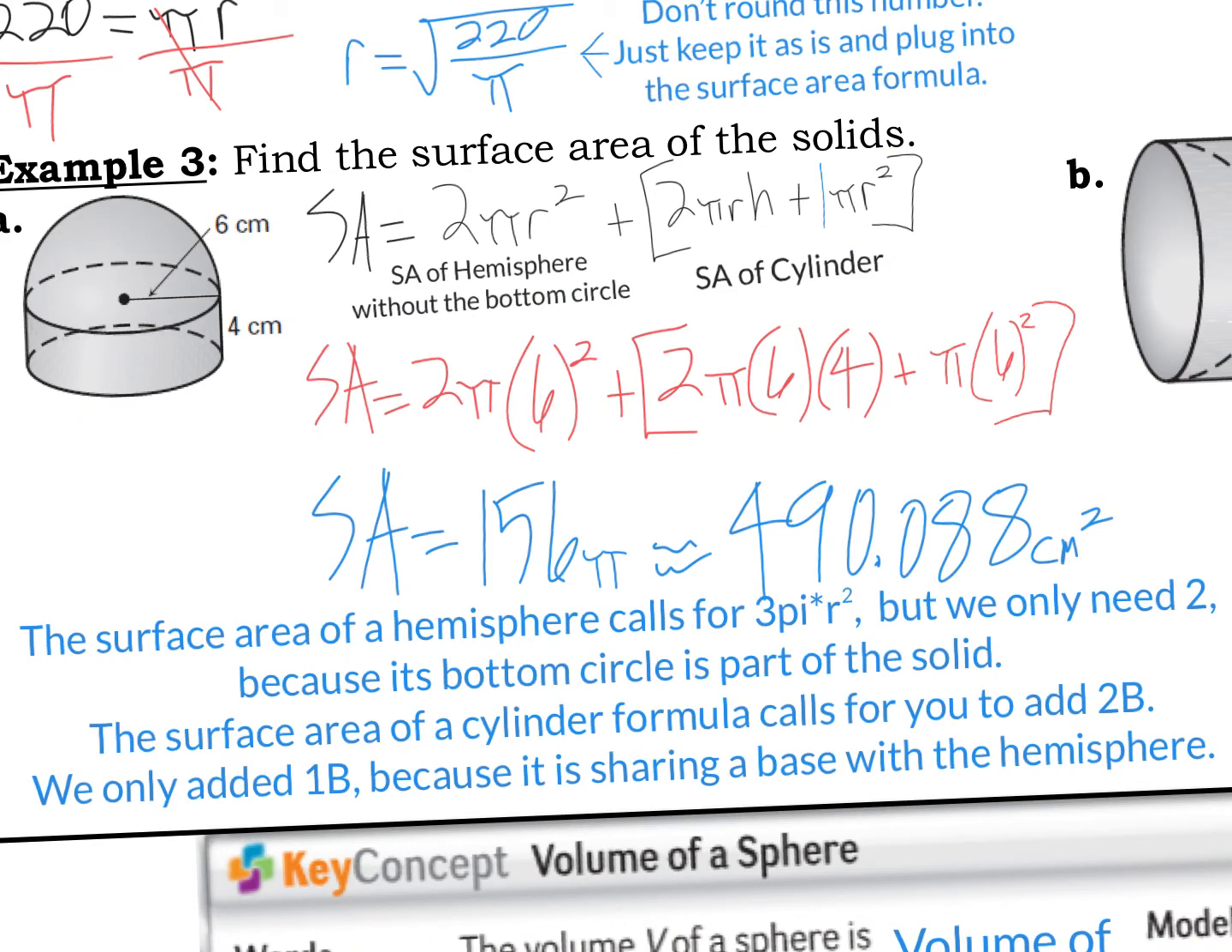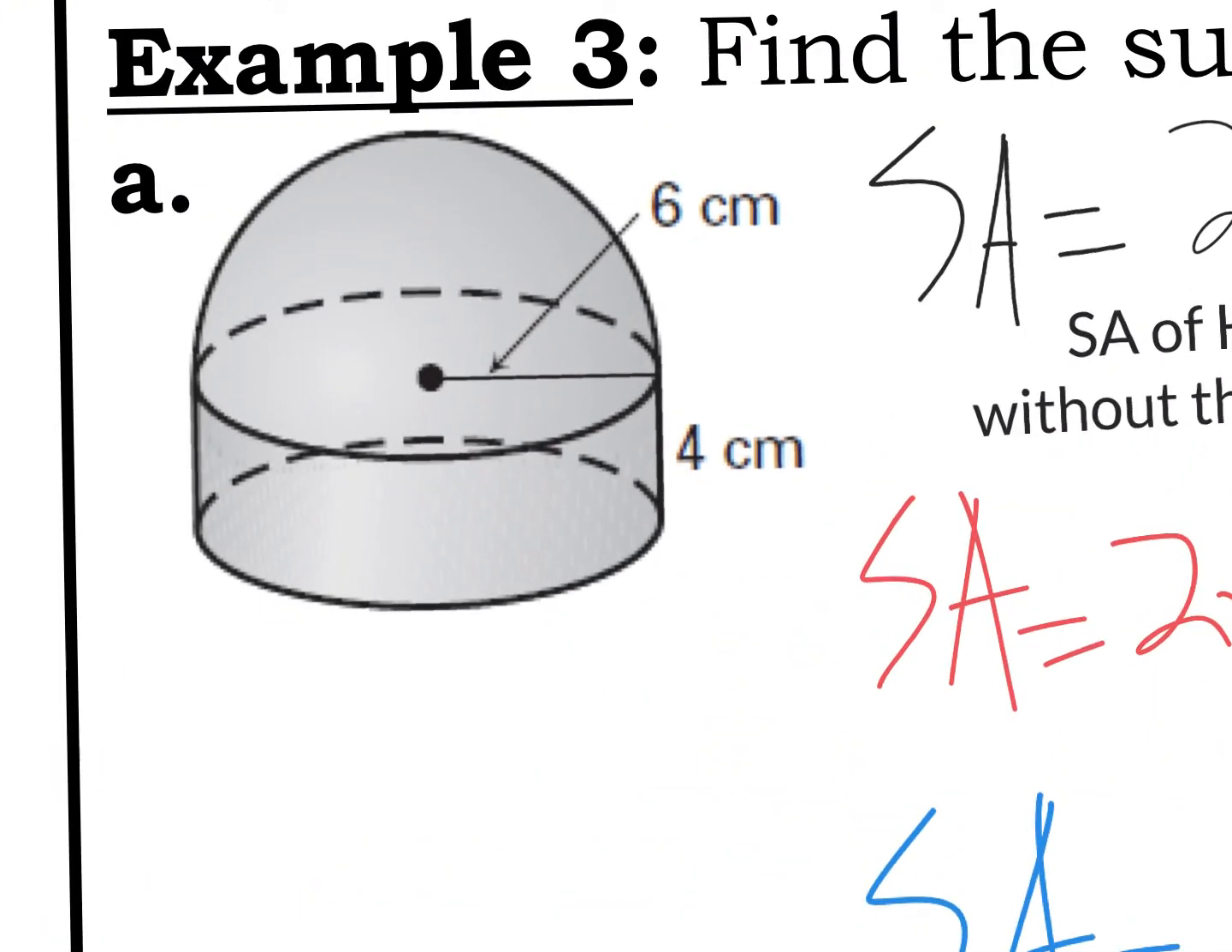So this next example is a composite figure, and just imagine it kind of like a rounded bullet, and so it's basically a hemisphere on top of a cylinder. And it's very interesting because you're talking about surface area, right? And surface area is everything you can touch. So if you think about a hemisphere, it would normally have a bottom of the hemisphere that you could touch, and a cylinder would have a top and a bottom that you could touch.